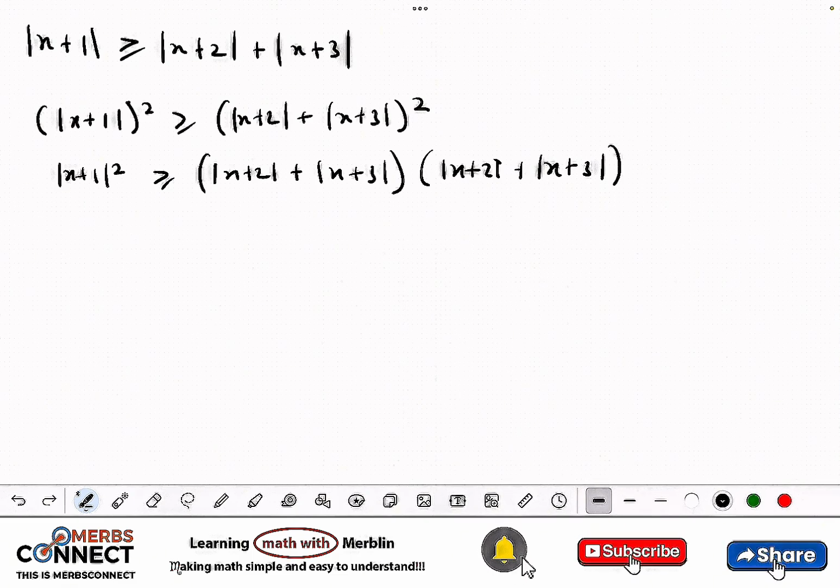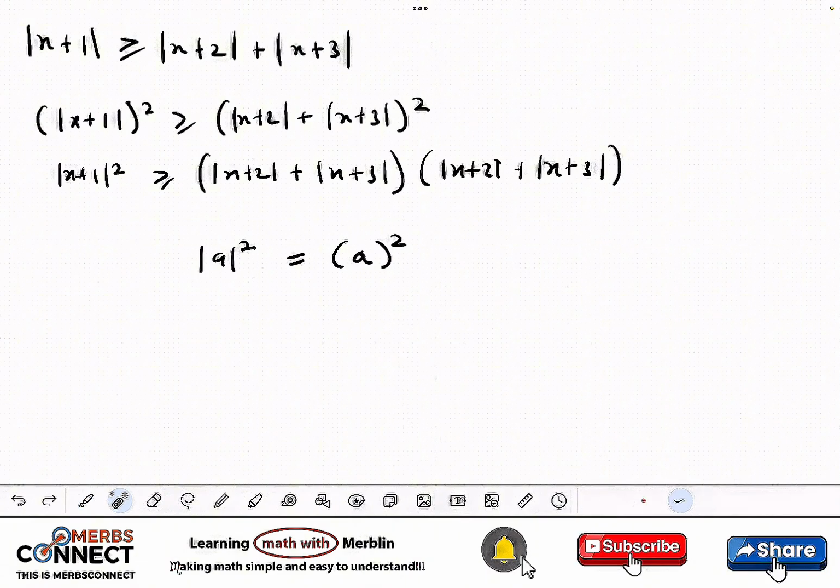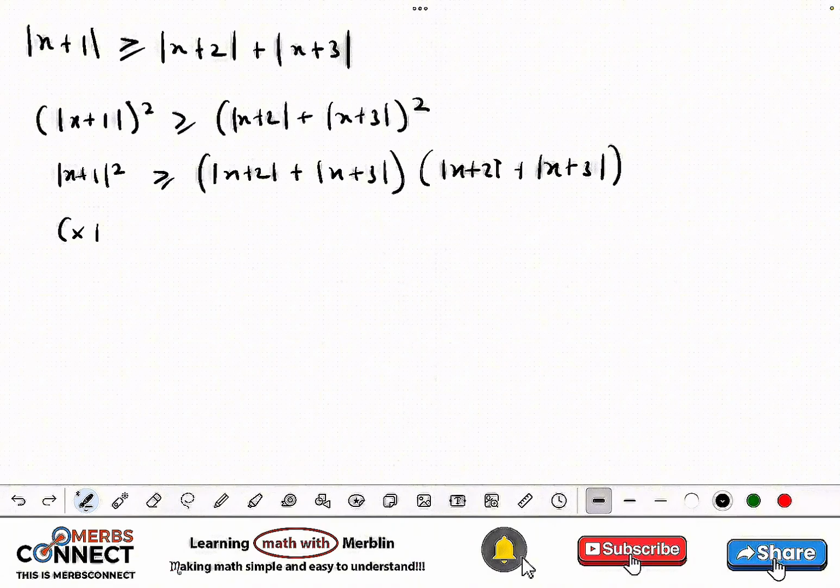Now we learned from the properties that the absolute value of a, squared, is the same as a squared, taking the absolute value out. The absolute value is there to make sure that if a is negative it becomes positive, and because this one is squared, when a is negative it is still positive. So I can write this as x plus 1 squared, by taking out the absolute value.